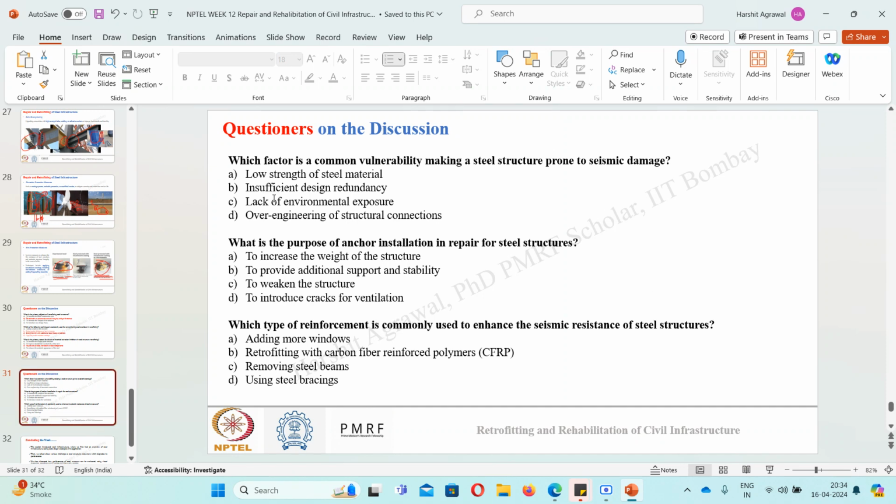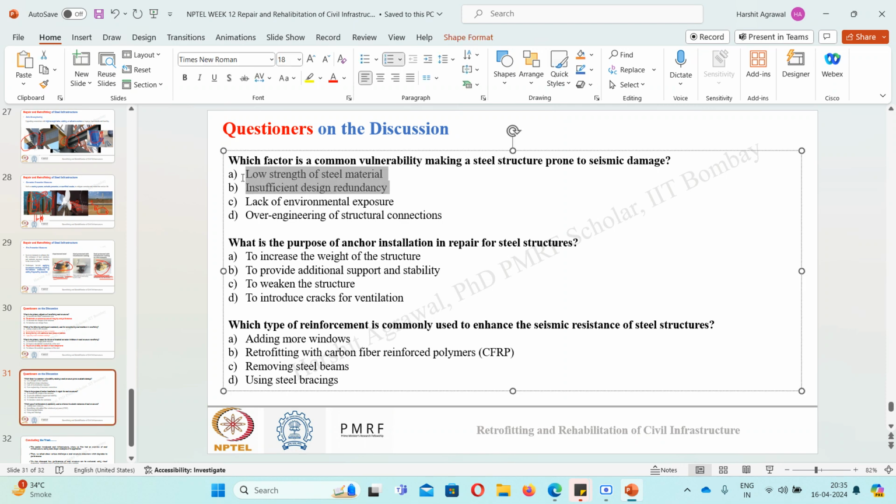Which factor is a common vulnerability making steel structure prone to seismic damage? So the answer will be low strength of steel material, no. Insufficient design redundancy, lack of environmental exposure, over engineering of structure. So the answer can be A or B. But if we talk about common vulnerability, then B is the more suitable option. Insufficient design redundancy leads to inadequate strength and ductility of steel, which is a reason for various forms of distresses in the structure.